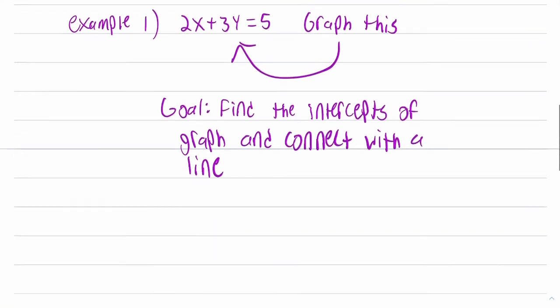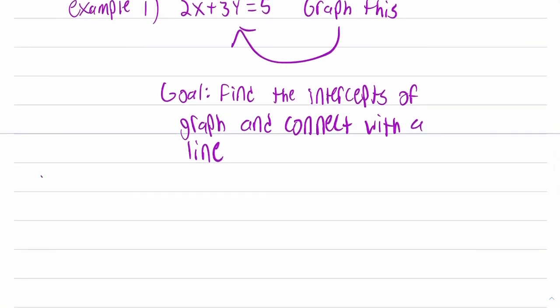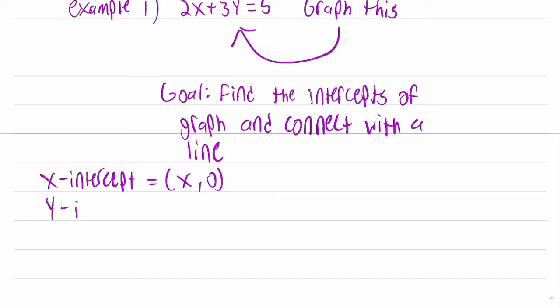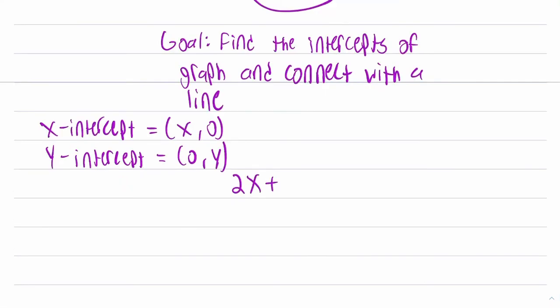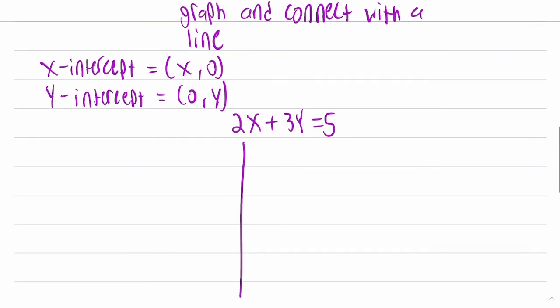Let's just do a little bit of reminding that the x-intercept happens whenever you have something for x and 0 for y. The y-intercept happens when you have 0 for x and a number for y. We have 2x plus 3y equal to 5 as our equation. So how about we solve for the y-intercept first?